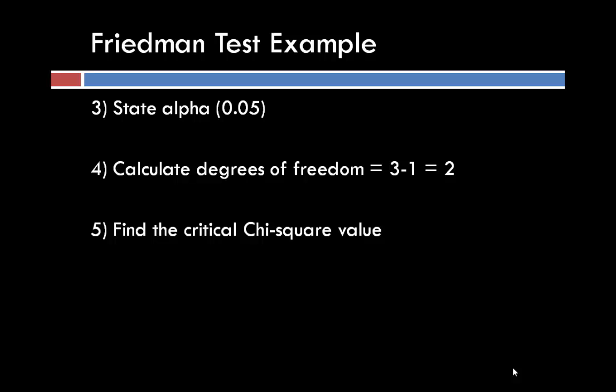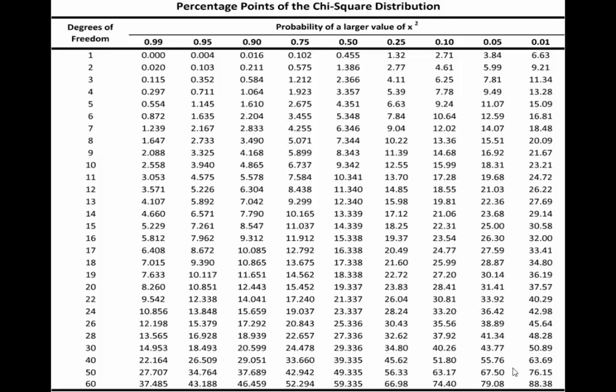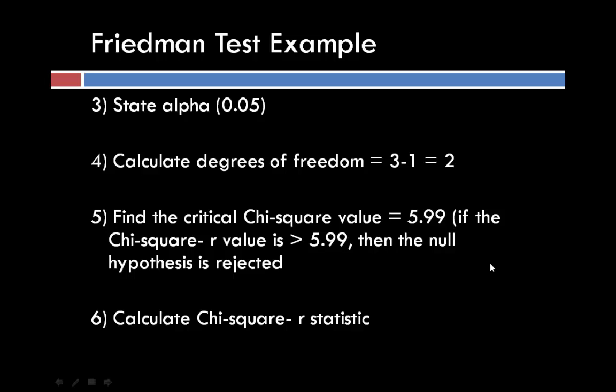And we want to find the critical chi-square value. So again, we turn to our chi-square table. We are using a significance level of 0.05, and we have 2 degrees of freedom. So again, our chi-square value is 5.99. So since our chi-square value is 5.99, this means that if our chi-square R value, so our test statistic value, is greater than 5.99, then we can reject the null hypothesis.